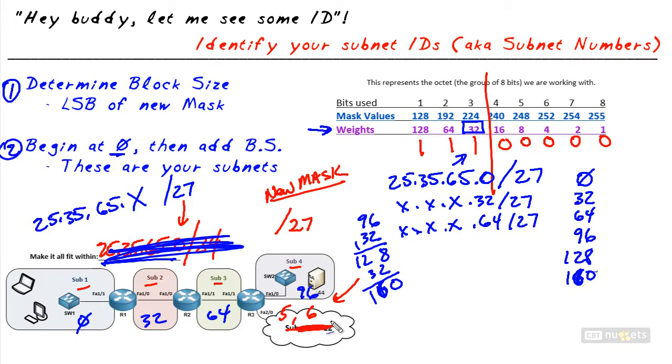The secret, my friend, is all about the block size. Don't get caught up in the actual numbers of the IP address. Get caught up in what the actual least significant bit of that mask is. That will show you the block size, and then you can identify all of your subnets based on the block size. The BS, in this case, is the most important aspect of determining your subnets.